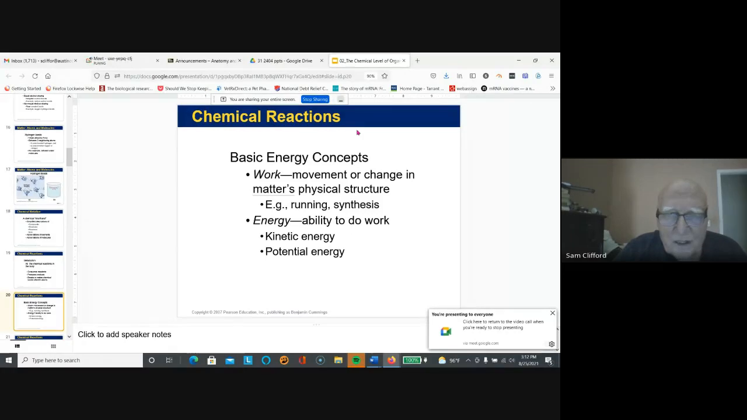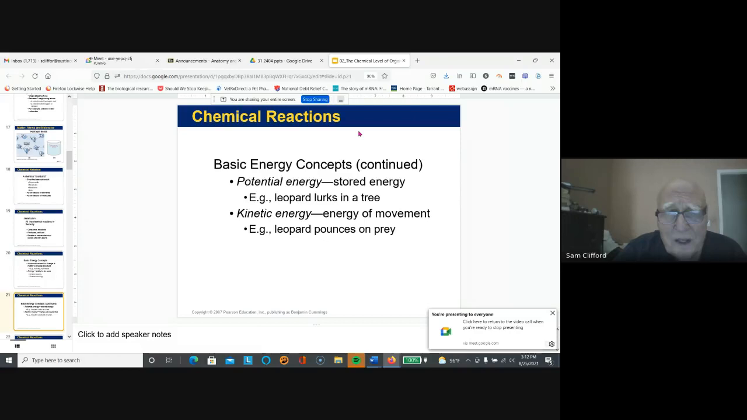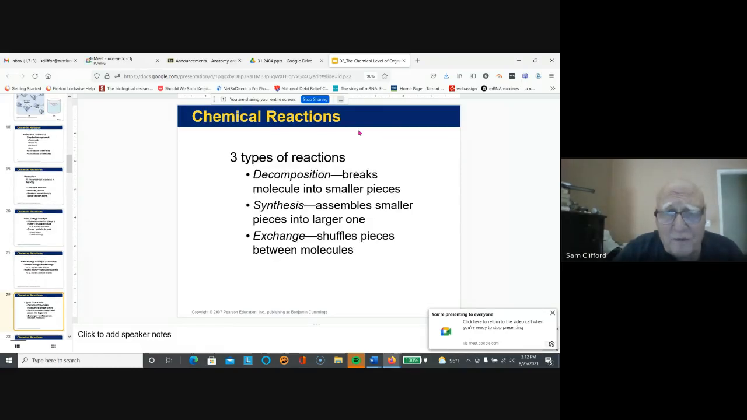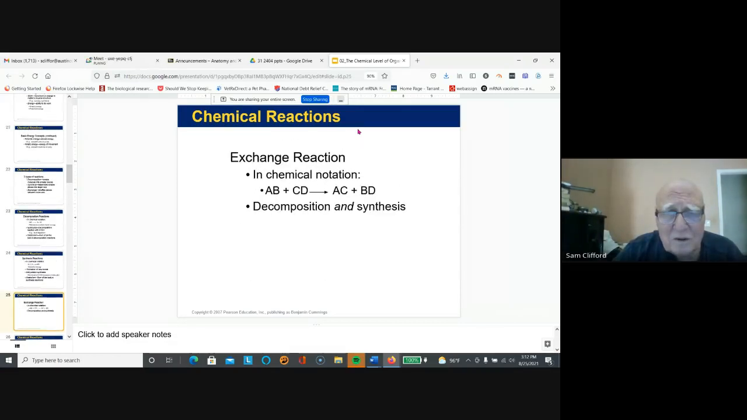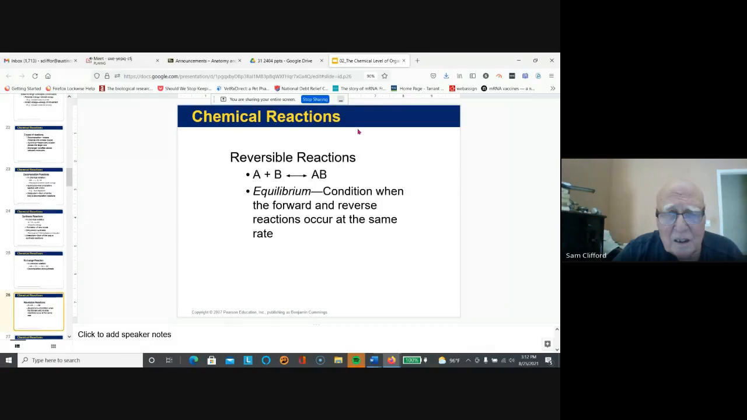Just know that, well, we don't really need to know that working energy. Potential energy is stored energy. Kinetic energy is when that stored energy is used to cause movement. We're not going to worry about those. We'll only talk about reversible reactions. That's what we're going to talk about.